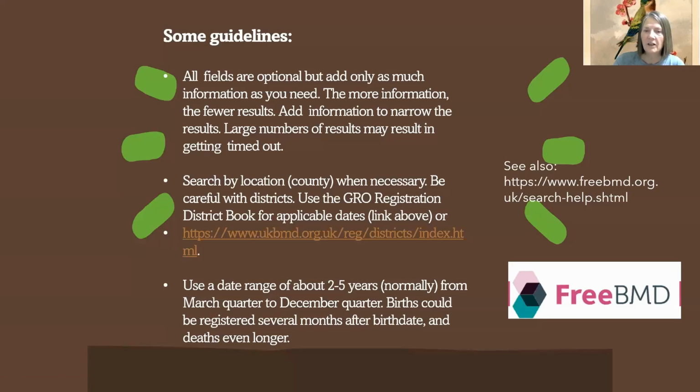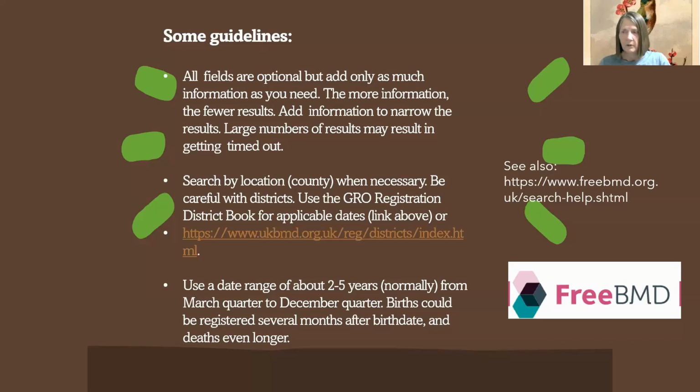I usually don't start with the location, but if I do put in a location, I would start with the county and not the district, because with the districts, they changed, or sometimes you think they're in one district and they're really not in that district. So use the registration district book, or you can also go to that other page that I showed you that had the districts outlined. I usually use a date range of about 2 to 5 years. Depends on what I'm looking for and how closely I think I know what the birth or death would be.